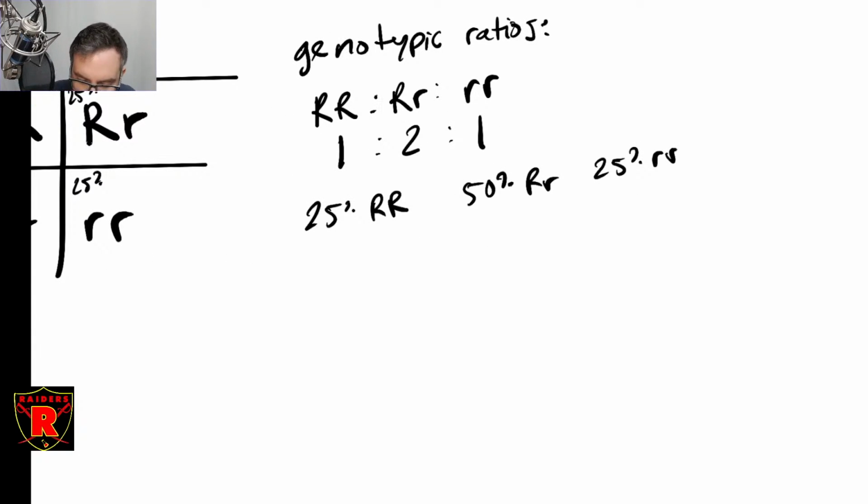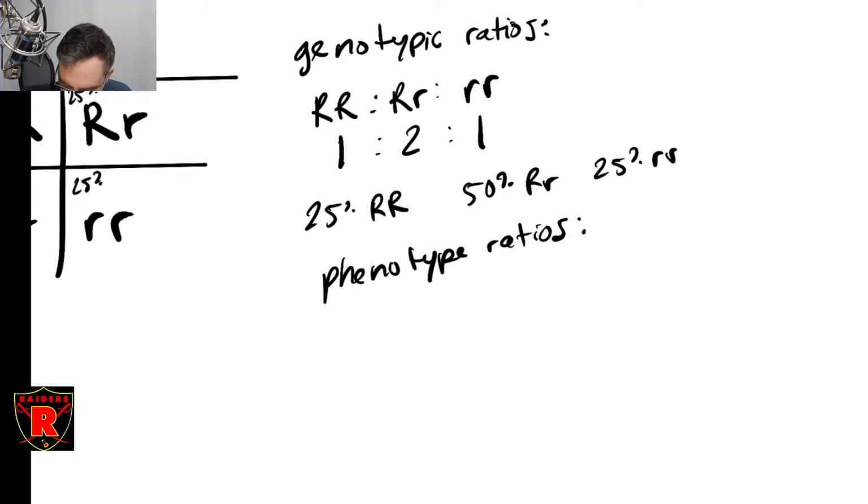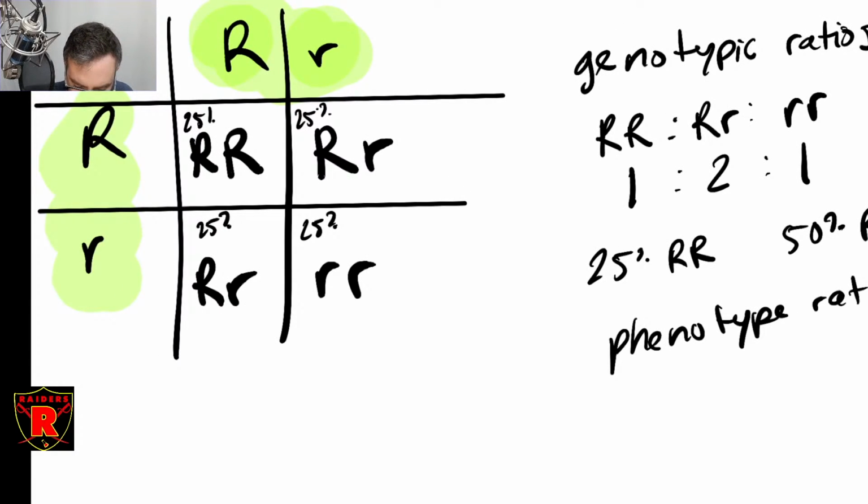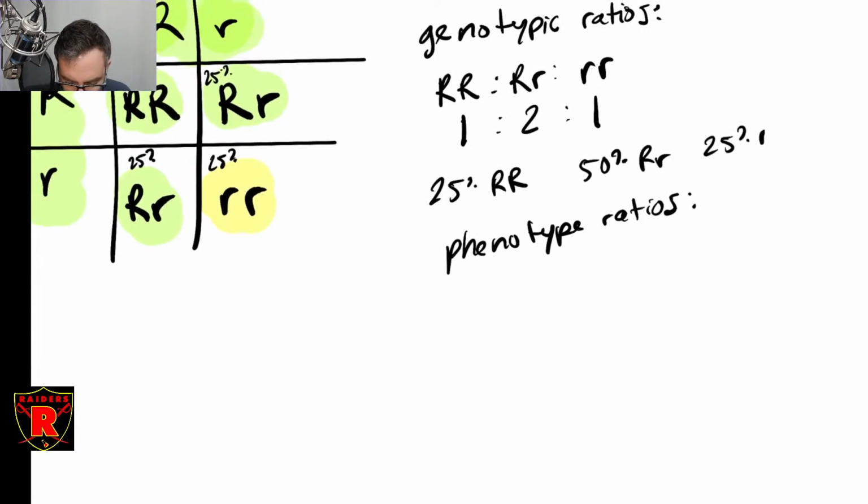So if we look at phenotypic ratios then, remember phenotype is the outcome, what it physically looks like. And we go back here and look at what these will have in terms of phenotype. So big R, remember, codes for green. So this is going to be green. This has the dominant, it'll be green. This has the dominant, it'll be green. And this is homozygous recessive. Homozygous means both are the same. Homozygous recessive, which is going to be yellow.